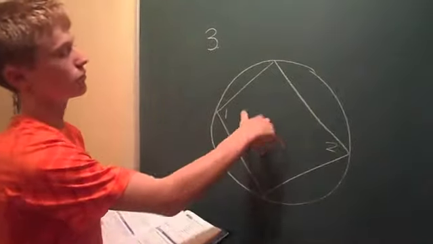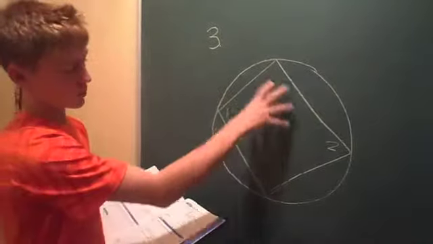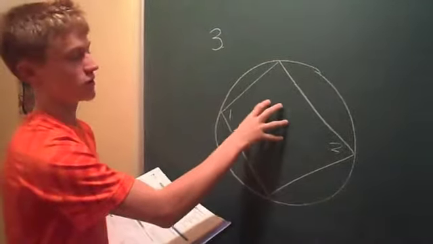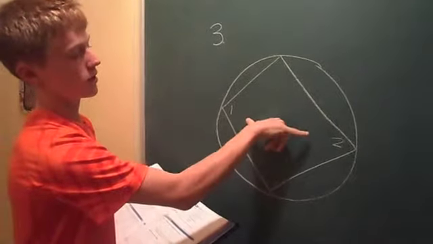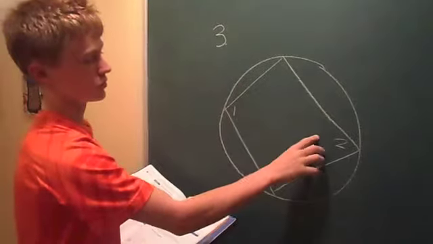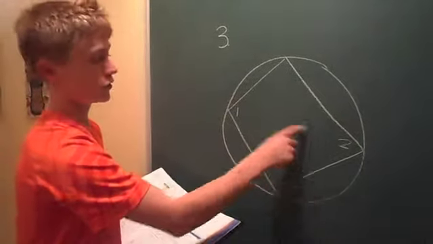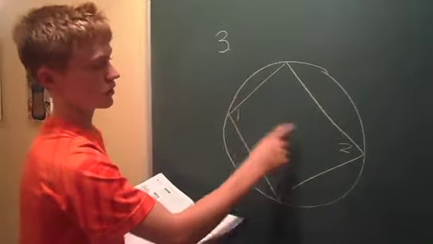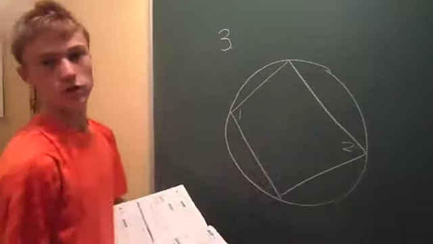So if we have a quadrilateral, we know that the angle measurements in it are going to add up to 360. And so it's stating that the opposite angles in the quadrilateral are going to be supplementary, which means that they're going to equal up to 180. So angle 1 and angle 2 are supplementary to each other.